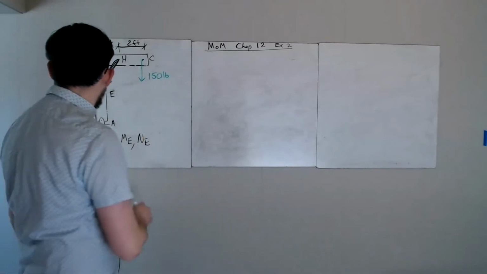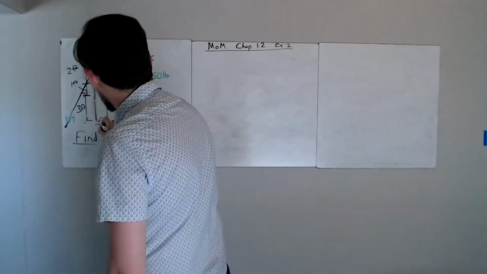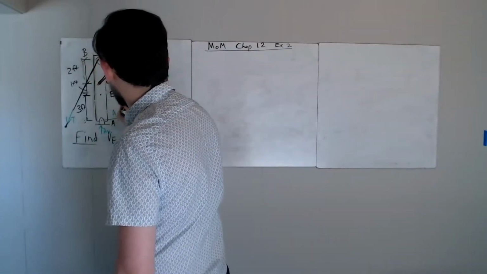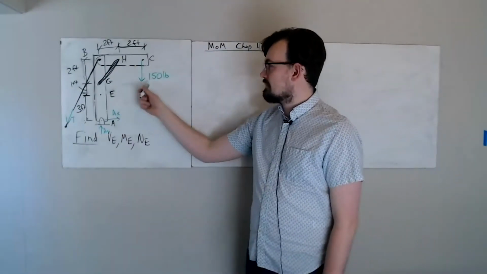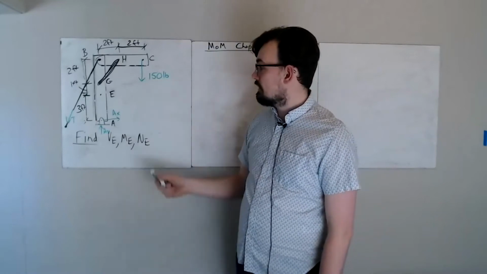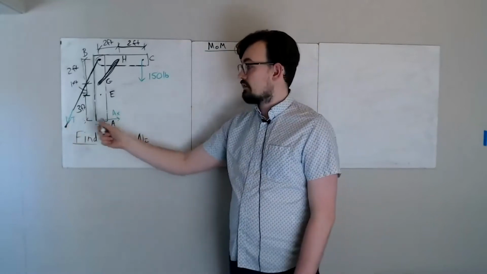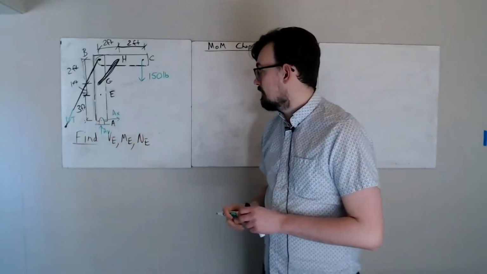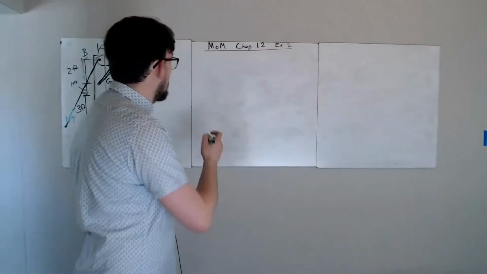I've got a pin at A. Let's call that AY and AX. I'm drawing the AY vertically because I think it's going to counteract this 150. And I'm drawing AX going to the right because I know this tension force is going to create some tension, and those two are going to work together to keep this thing stable. All right. So first, like before, we're going to find our reactions.